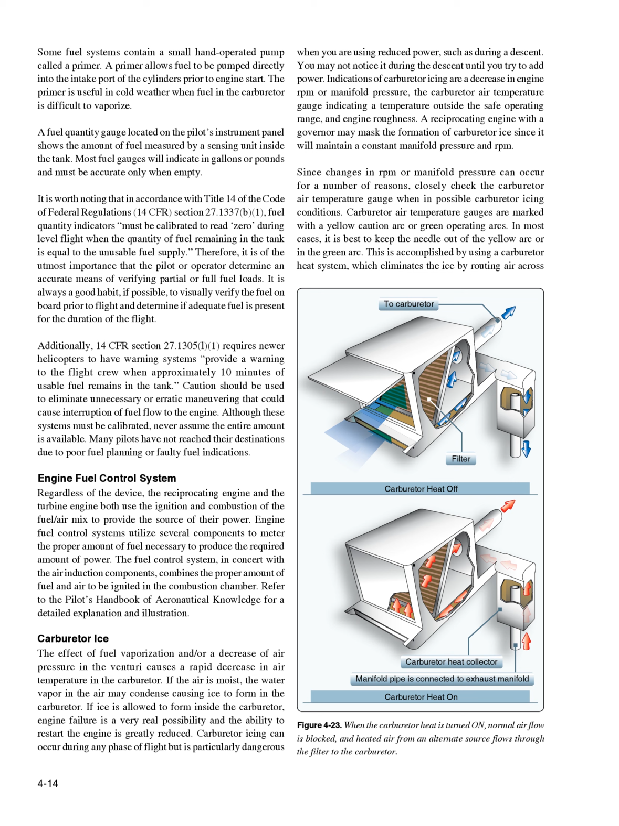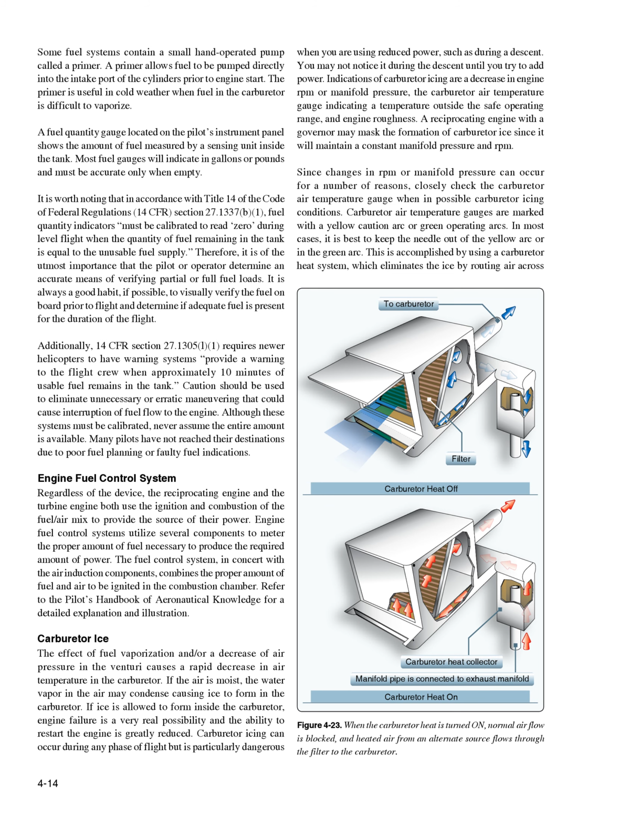Carburetor icing can occur during any phase of flight but is particularly dangerous when you are using reduced power, such as during a descent. You may not notice it during the descent until you try to add power. Indications of carburetor icing are a decrease in engine RPM or manifold pressure, the carburetor air temperature gauge indicating a temperature outside the safe operating range, and engine roughness.